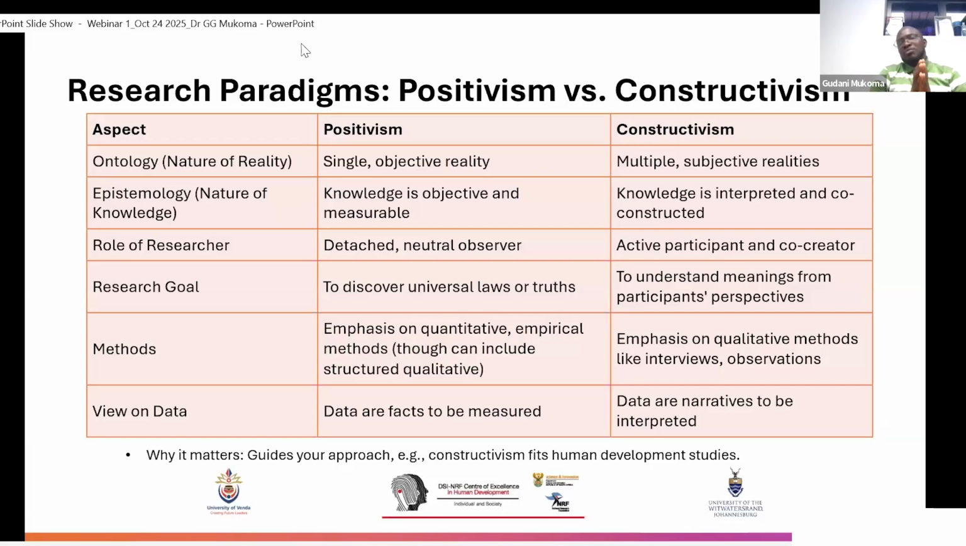is objective and is measurable. So already you can see that positivism is mainly emphasizing the quantitative or empirical methods, and that is where you are able to measure certain issues. For example, you are able to test for a relationship between blood pressure and nutrition or diet. And the data there is much more factual because you have measured it.